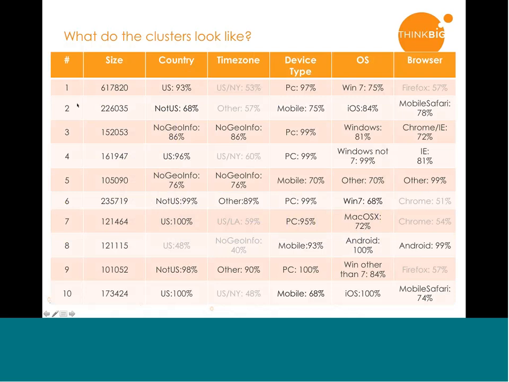We can see the second cluster is people outside the U.S. These people happen to be mobile users on their Apples. There's a third cluster, which is people who've turned off geolocation in their browser, so we don't know where they are. But mostly these are people on a PC using Chrome or Internet Explorer in Windows, and so on.